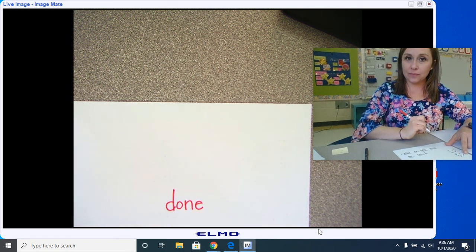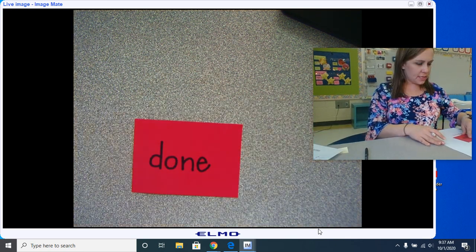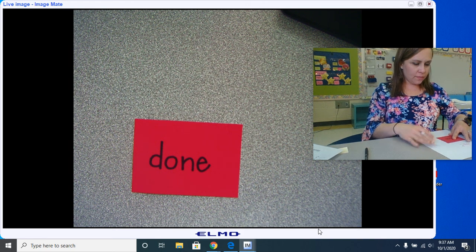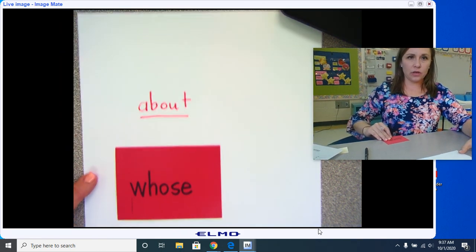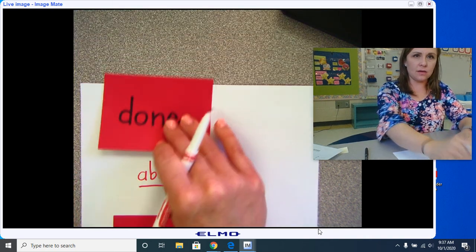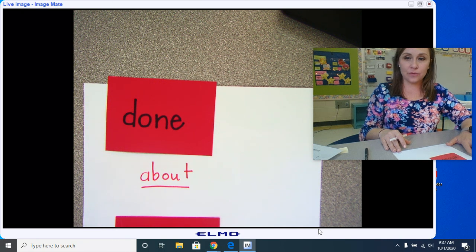Okay. And kind of chant it like you were when you were tapping. D-O-N-E, done. So the three words that we learned today were about, whose, and done. Those are our three red words. And you'll see these on a spelling test in the next week or so.